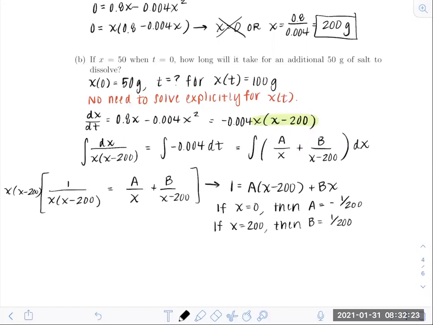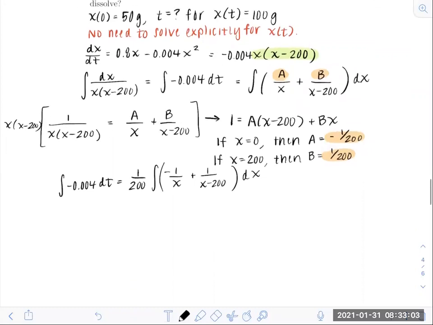All right. So now what I'm going to do is plug all of this back up into the integral up above. So where I see A and B up here, I'm going to plug in these A and B values. So I have the integral of negative 0.004 dt equals, I'm going to just factor out that 1 over 200 and write it as negative 1 over x plus 1 over x minus 200 dx.